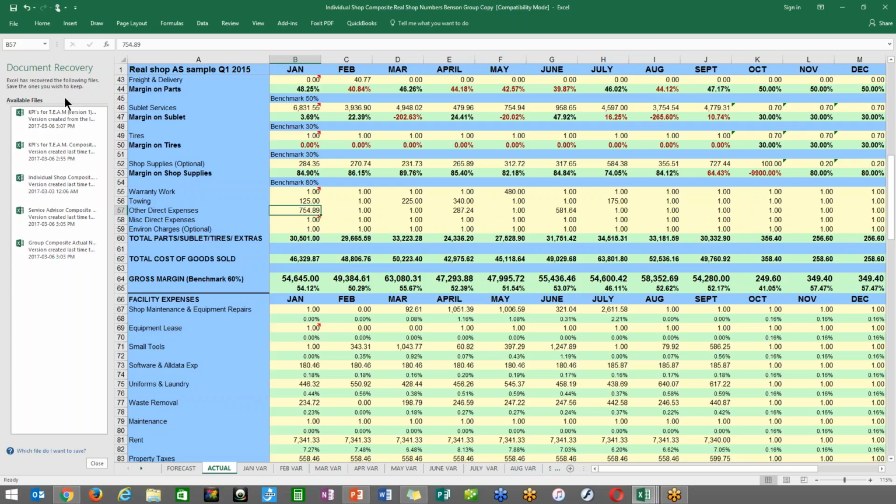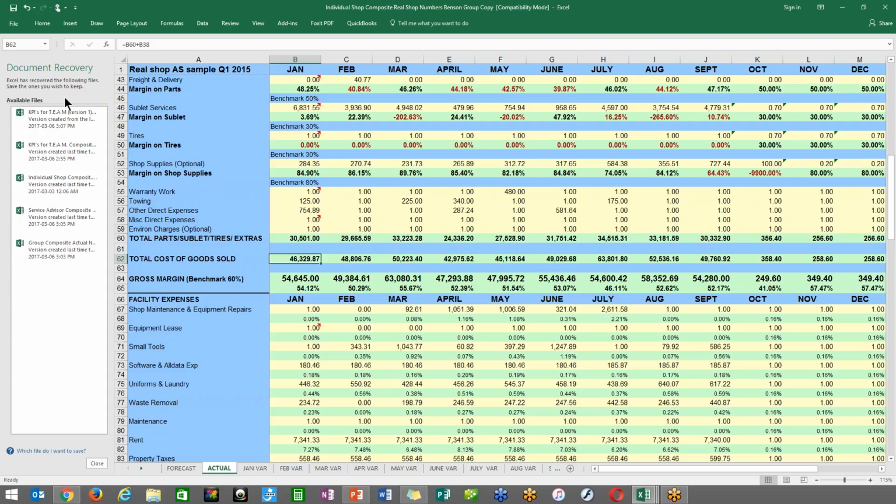If it was rent, of course, there's no associated costs unless you're paying for the gas, electricity, and charging them, etc. He had one under direct expense, what he paid for it, miscellaneous, he's not using anything. That's fine. He's charging environmental fees. And so the total part, sublet, tires, extras, was $30,501.